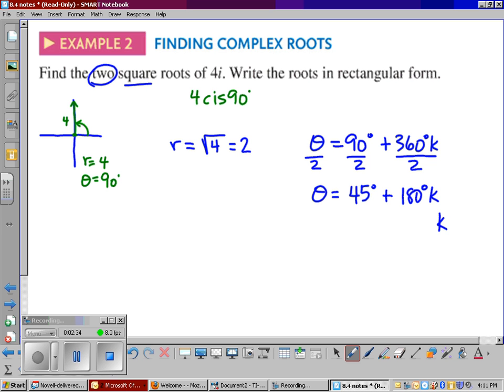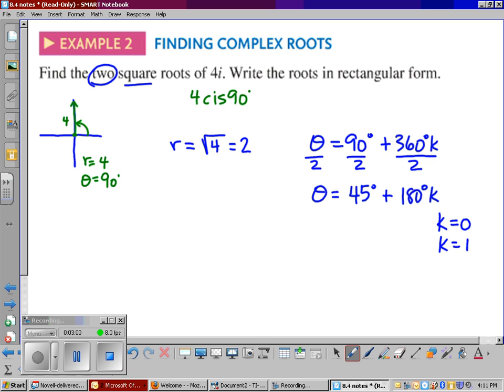Now k is going to be an integer, and we're going to start with k equal to 0. Always start counting with 0. And then k equals 1. I'm going to have 2 solutions, so those are the only 2 values of k that I need. If this was a cube root, then I would have k equals 0, k equals 1, and k equals 2. So your last value of k is always 1 less than whatever your root is.